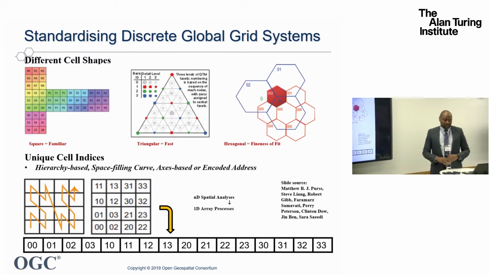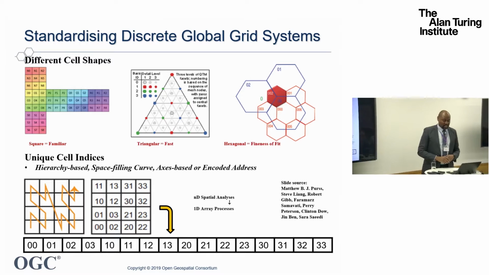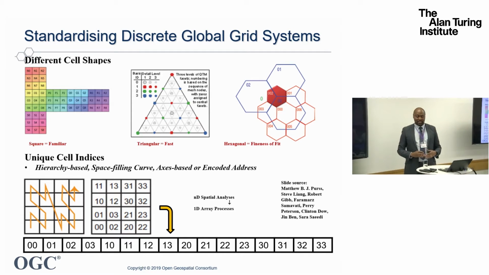So the OGC developed a standard for discrete global grid systems, which effectively standardizes how to describe them. An information model that covers pretty much all aspects, but also supports different types of cell structures, cell shapes, supporting squares, triangles, hexagons, and other shapes. It also provides a way of uniquely identifying the cells, making it possible to efficiently retrieve information from a cell, regardless of what level that cell happens to be.